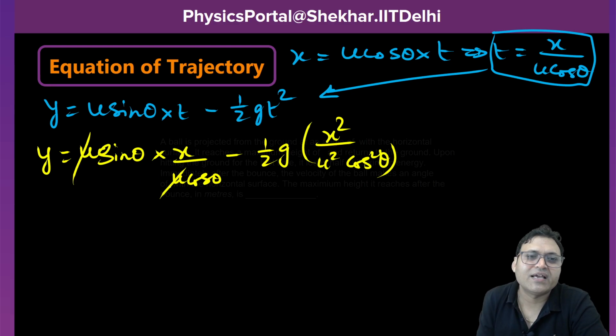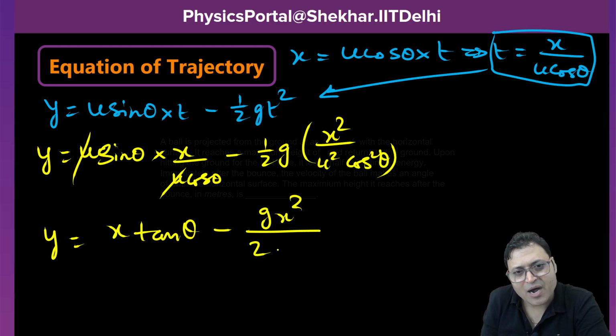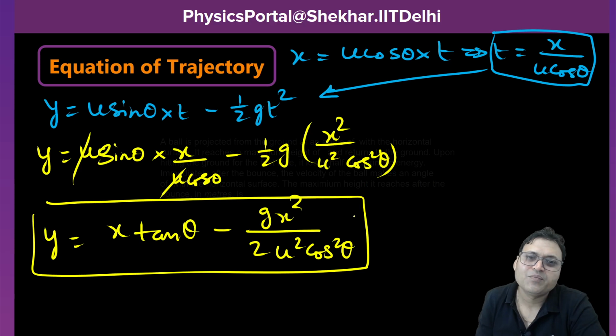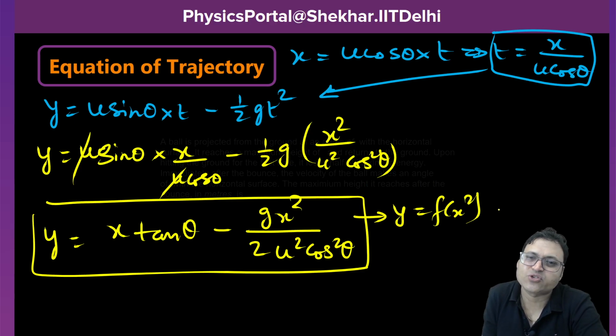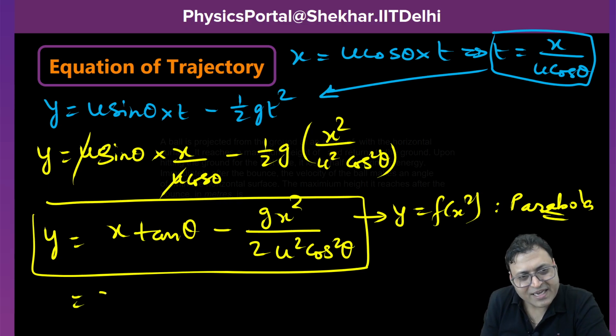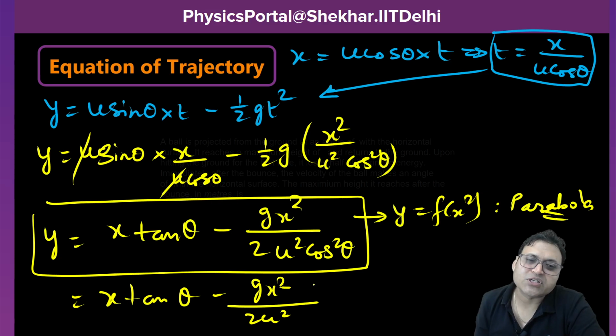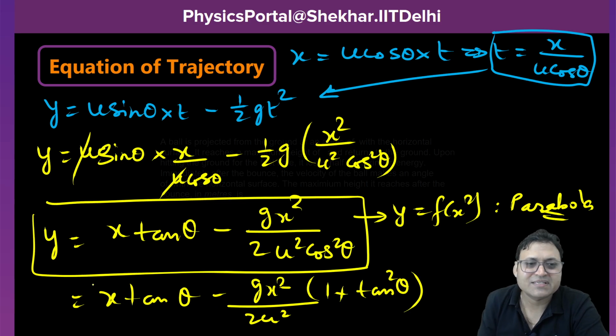So u gets cancelled out. It will be y is equal to x tan theta minus gx square upon 2 u square cos square theta. This is the equation of projectile. y is a function of x square, so it is a parabola. The path of the projectile is parabolic. Or we can also write it as x tan theta minus gx square upon 2u square, where 1 upon cos square theta is sec square theta. Sec square theta can be written as 1 plus tan square theta.